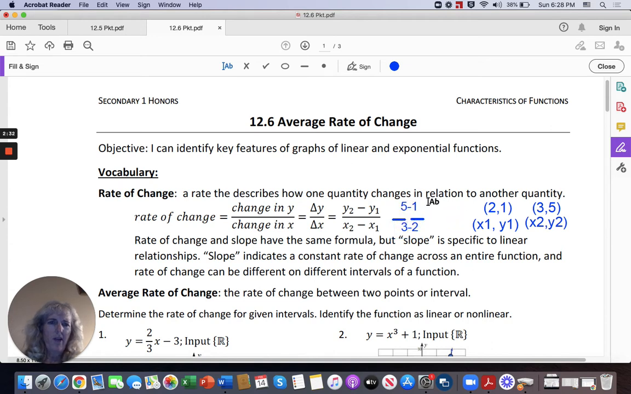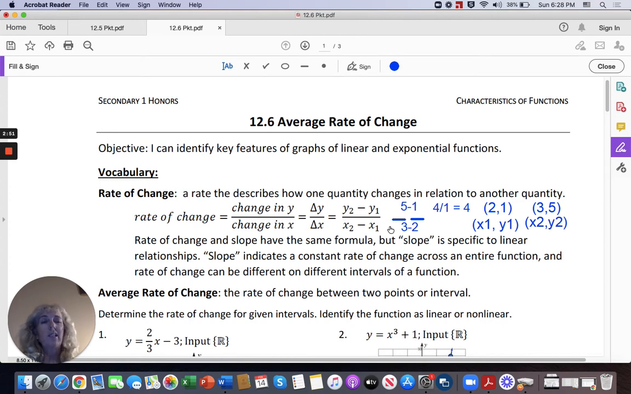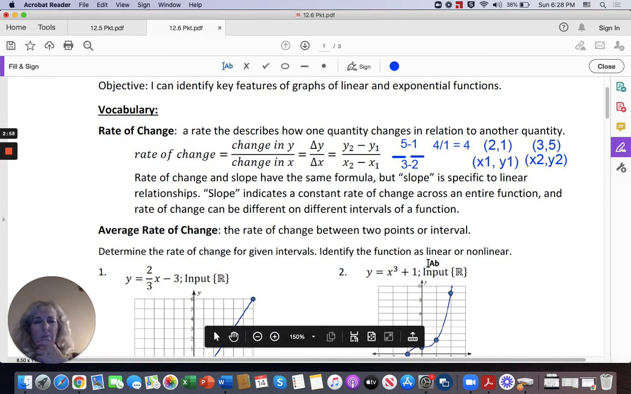So if I go 5 minus 1, that will give me 4. And then I'm going to divide that by 3 minus 2, which is 1. And that equals 4. Okay, so that's a brief review of how you find the rate of change, or in this case, it's the slope between 2 points. So that's basically what this whole lesson is about.